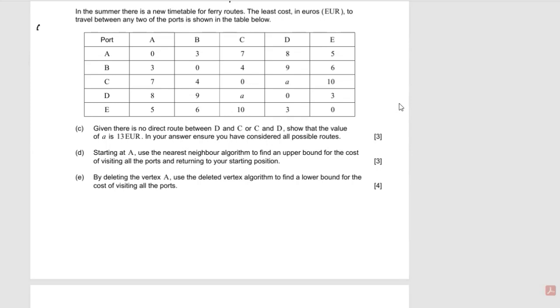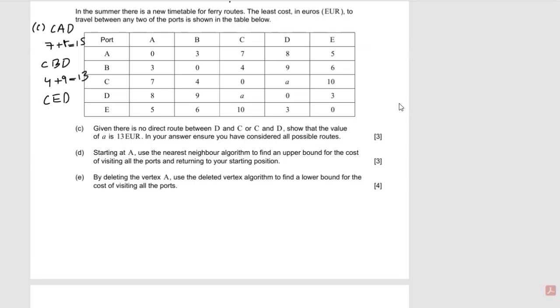So one of the possibilities for part C can be CAD. And let's see, what does this give me? If I go from C to A first, that's a 7. And then from A to D with 8 and 7, that's a 15. Okay, so let's see the other ones. So if I move from C to B and then to D, so C to B is a 4, and then a B to D. Oh, that's a 9. Yes, that's a 13. So let's check what's CED now.